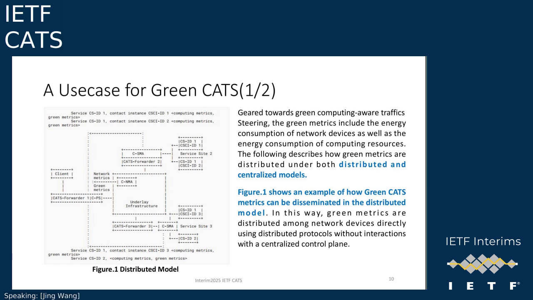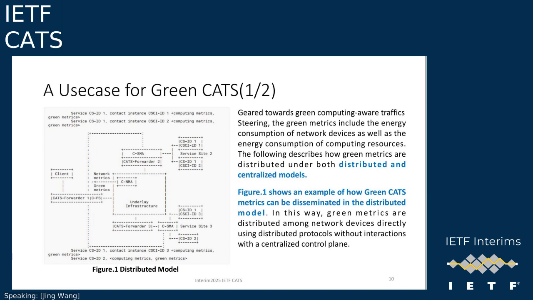Access to green metrics in CATS is fundamental to addressing the green challenges in CATS. So we give a use case for green CATS, geared towards green computing aware traffic steering. The green metrics include the energy consumption of network devices, as well as the energy consumption of computing resources. The following describes how green metrics are distributed under both distributed and centralized models.